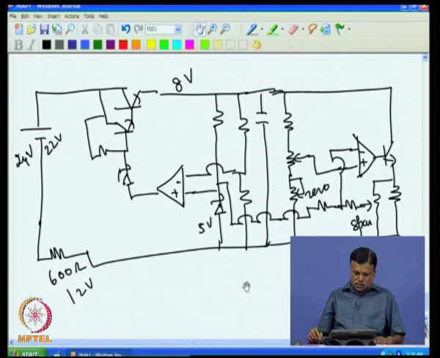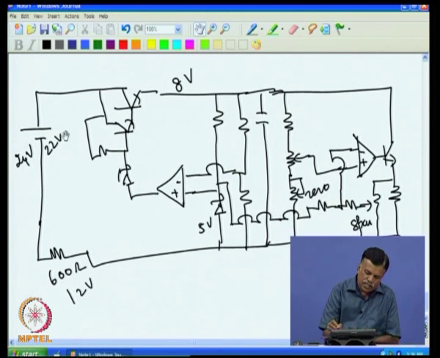So, as long as this is not going below 22 volt, it is okay. Similarly, if I put 100 ohm, there is no problem, because 100 ohm will create only 100 into 20 milliampere, which gives only 0.2 volt. So 22 minus 0.2, you will get almost 21 volt here, and that easily gives 8 volt.